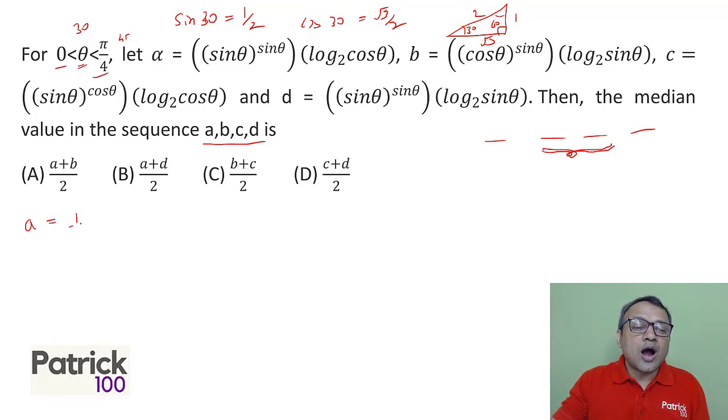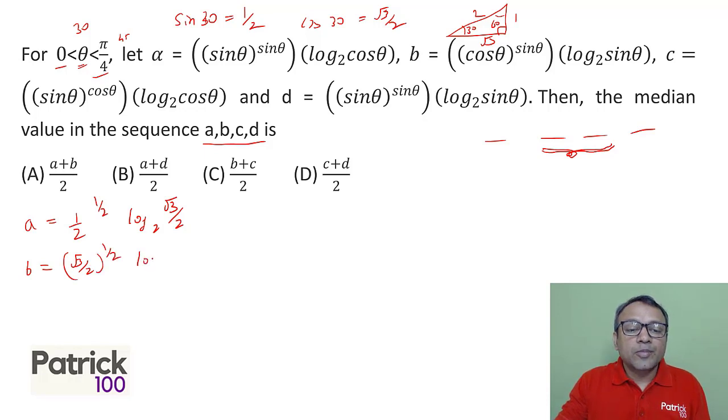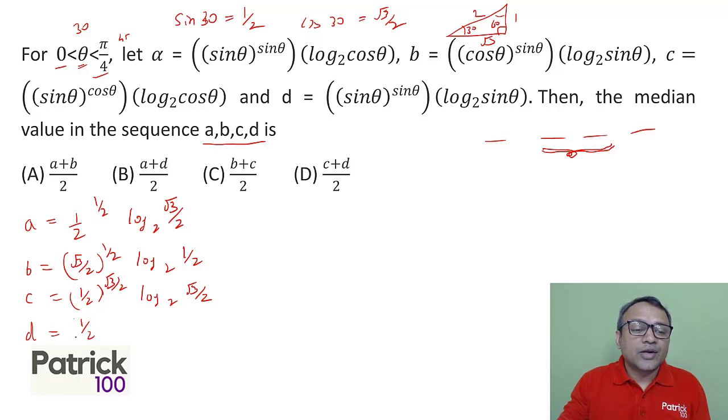Now substitute here. A is half raised to half log to the base 2 of root 3 upon 2. B, if I look at it, is nothing but root 3 upon 2 raised to half log to the base 2 of half, that is sine theta. C, if I look at it, is half raised to root 3 upon 2 log to the base 2 of cos theta, root 3 upon 2. Last is D, half raised to half log to the base 2 of sine theta, half.